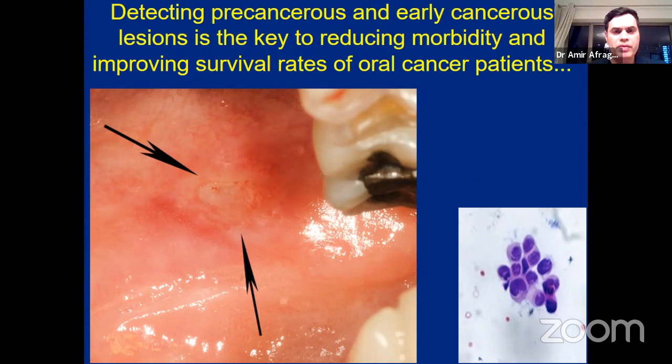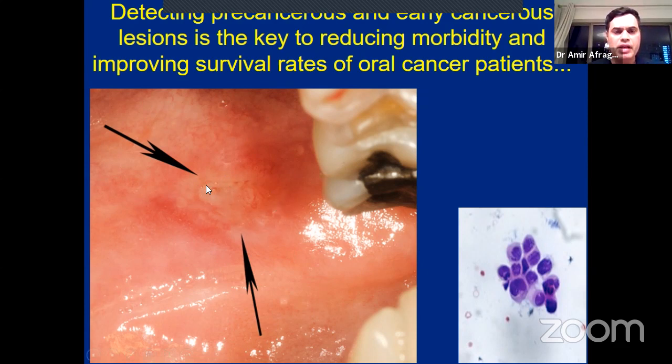This is a good example. We said that a brush biopsy is valuable in lesions where you have low levels of clinical concern, those that are most probably benign. This patient presented to us about 9 years ago with a lesion on the buccal mucosa. The patient was a 50-year-old female with no risk factors and presented with a small ulcer on the buccal mucosa.